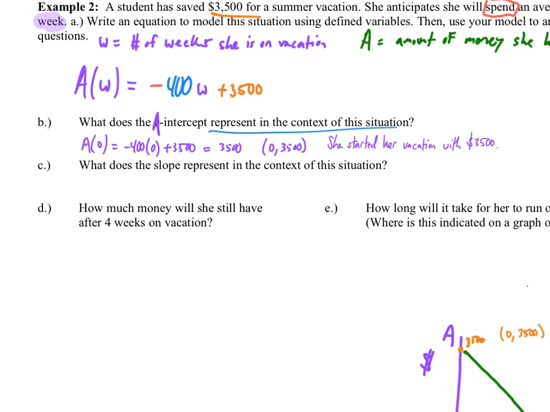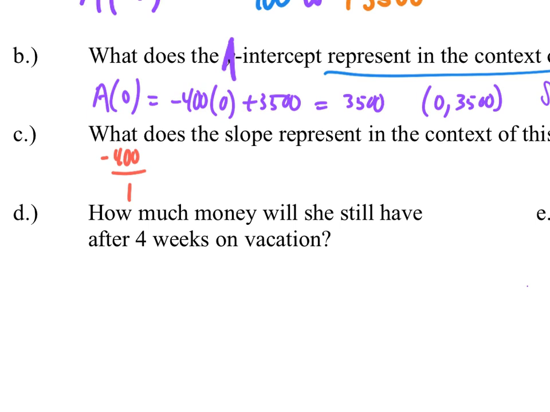What does the slope represent in this situation? Of course, the slope would be here, the negative 400. Remember, slope is rise over run, so it should be negative 400 over 1. It is important that you talk about both numbers here, not just the 400, but also the 1. Remember the rise, the change in the y values. We're not using y, we're using a. So that change in the a values, what did a represent? Well, a represented the amount of money. So this would be a change of negative $400 per week.